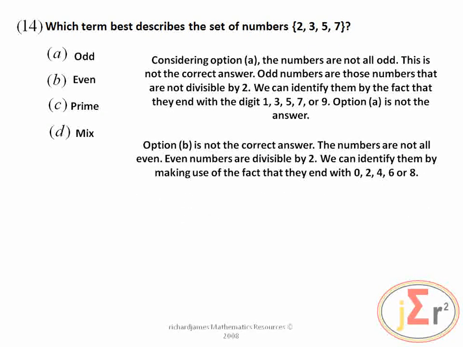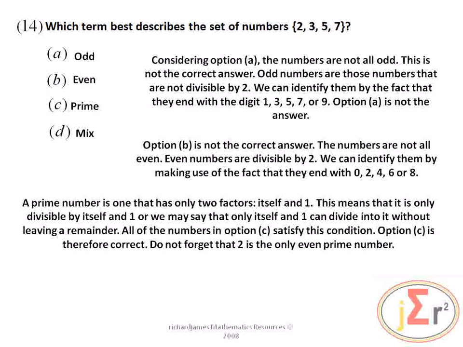Option B is not the correct answer. The numbers are not all even. Even numbers are divisible by 2. We can identify them by making use of the fact that they end with 0, 2, 4, 6, or 8.